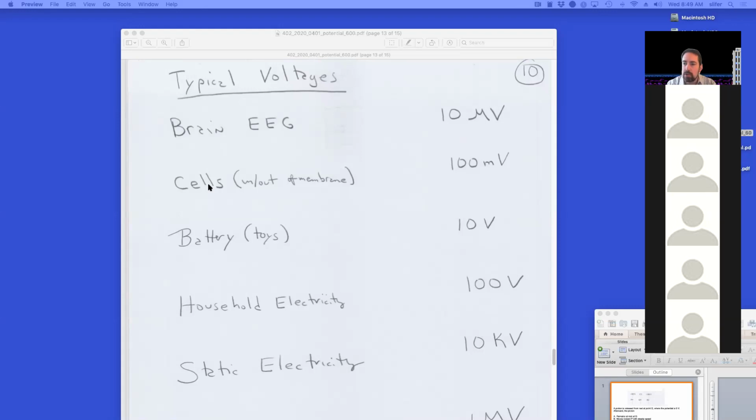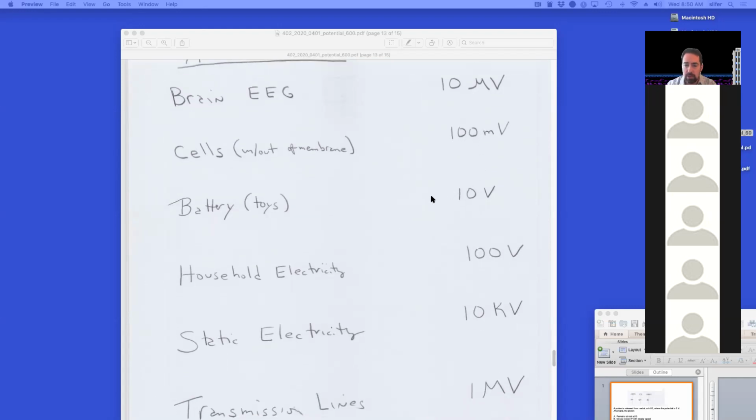Cell membranes, a lot of the engine, the mechanisms of biological cells, depends on the fact that the inside and the outside of the cell membrane has a potential difference, so that things will want to go in and out, whether they're charged or not, or depending on whether they're positively or negatively charged. Those potential differences are on the level of 100 millivolts.